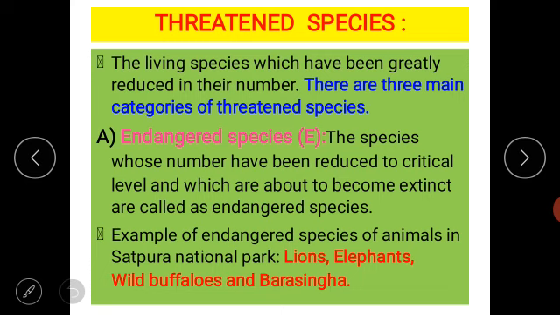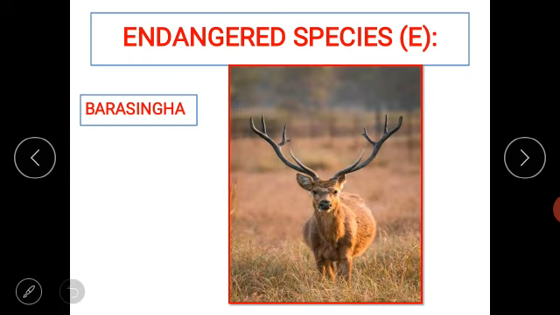First is endangered species. The species whose number has been reduced to a critical level and which are about to become extinct are called endangered species. Point to be noted, the organisms are present in a very critical number, very few, and they are just about to become extinct. Examples of endangered species of animals in Satpura National Park are lion, elephant, wild buffaloes, Barasingha. They are present in very small numbers. Image of Barasingha you can see, an endangered species.